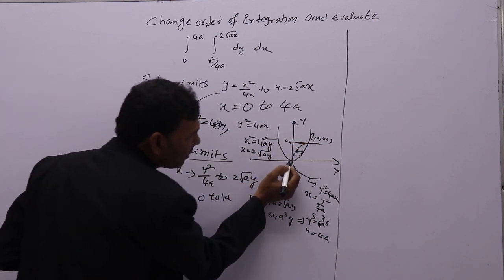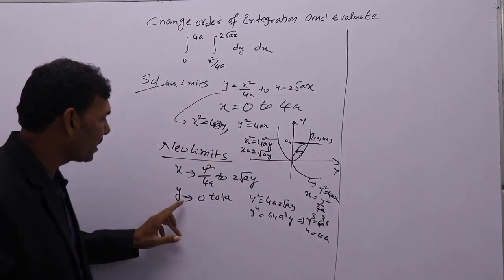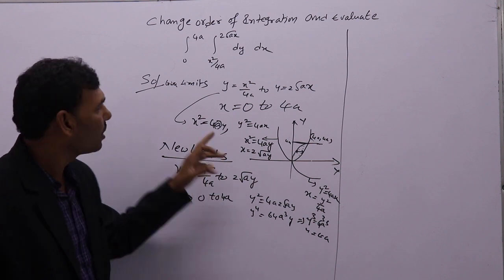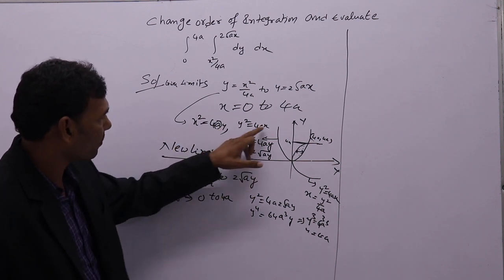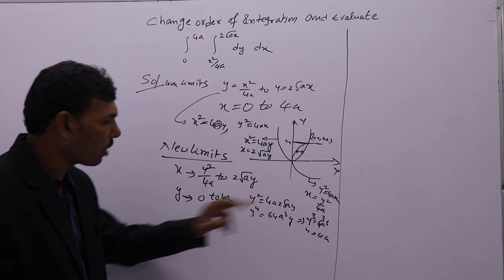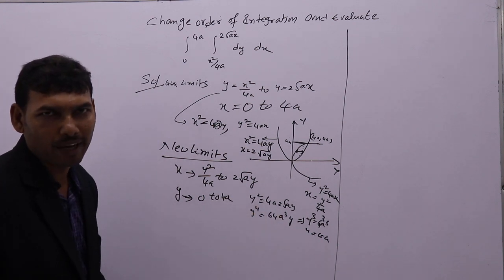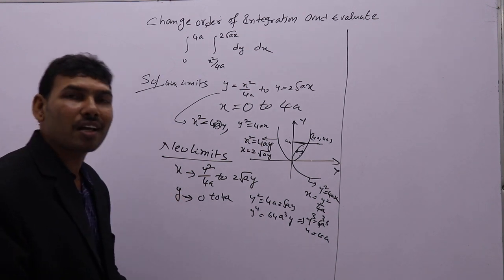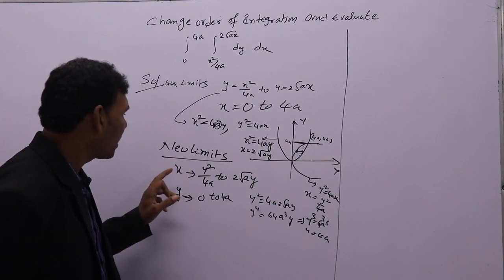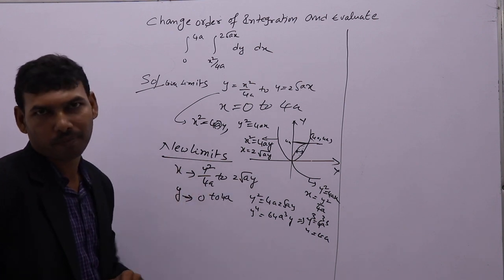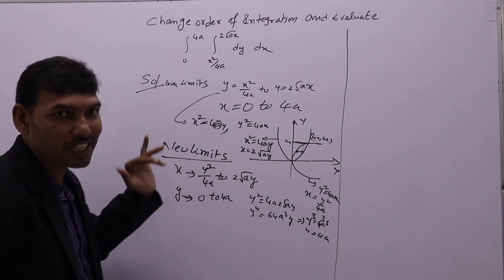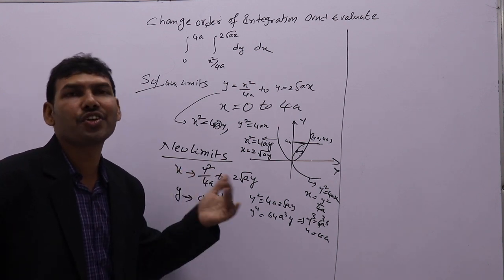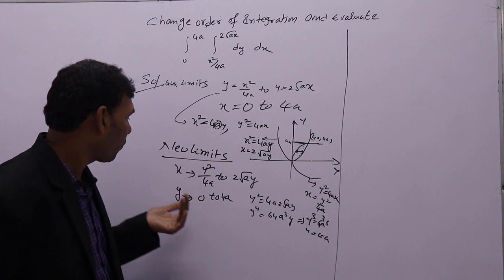Now y is from this line to this line. y is 0 to 4a. Are you clear how to get the y limits? Simply by writing the x value here, squaring on both sides. Clear? Now, as per the present limits, the order of integration is, because the x limits are in terms of y, first you need to integrate with respect to x. The y limits are constant, so next you integrate with respect to y.